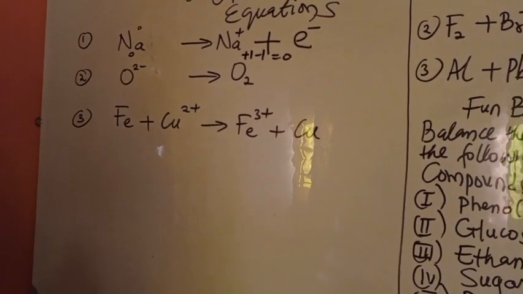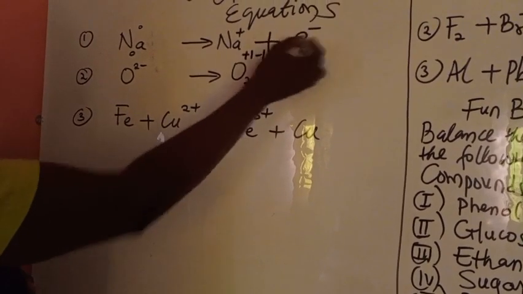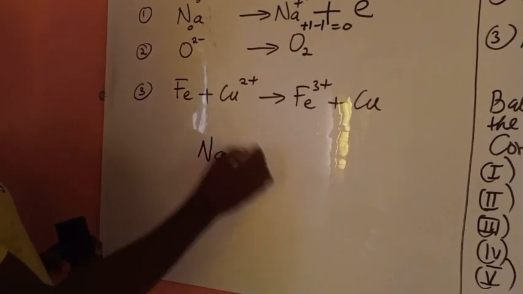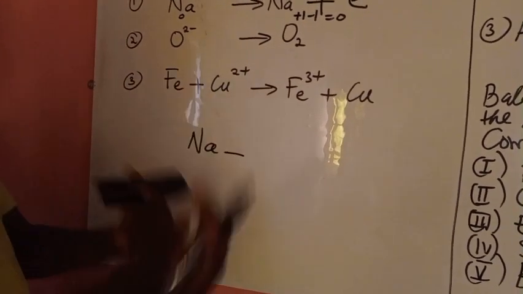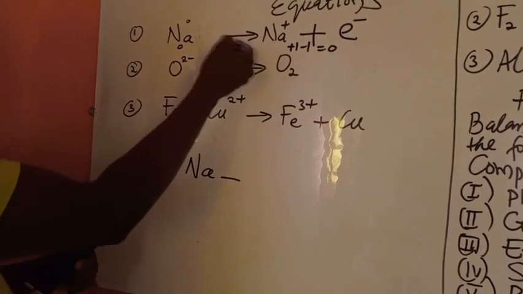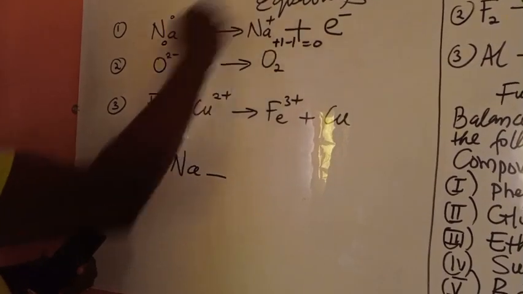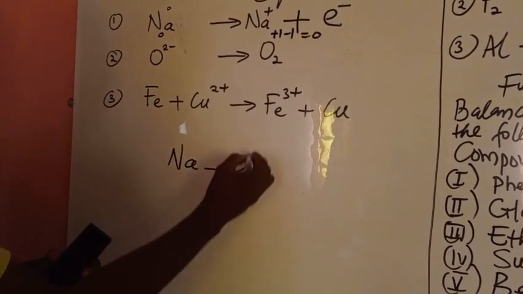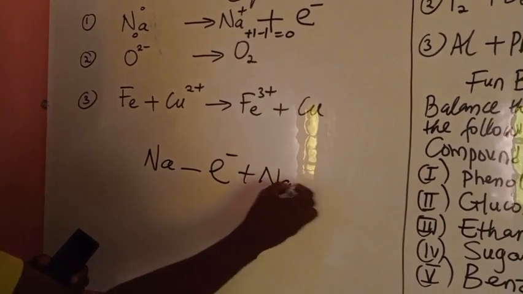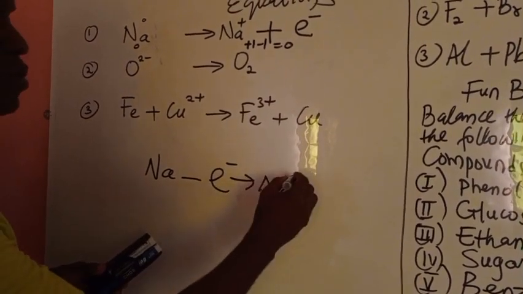Very simple. Now if I carry this plus e negative to this side, it will become Na, then it will not be plus. Don't forget, just like in mathematics, if you carry anything across the equality symbol, this arrow is representing equality now, it turns to negative. So minus e minus, then plus, giving us Na plus, sodium ion.